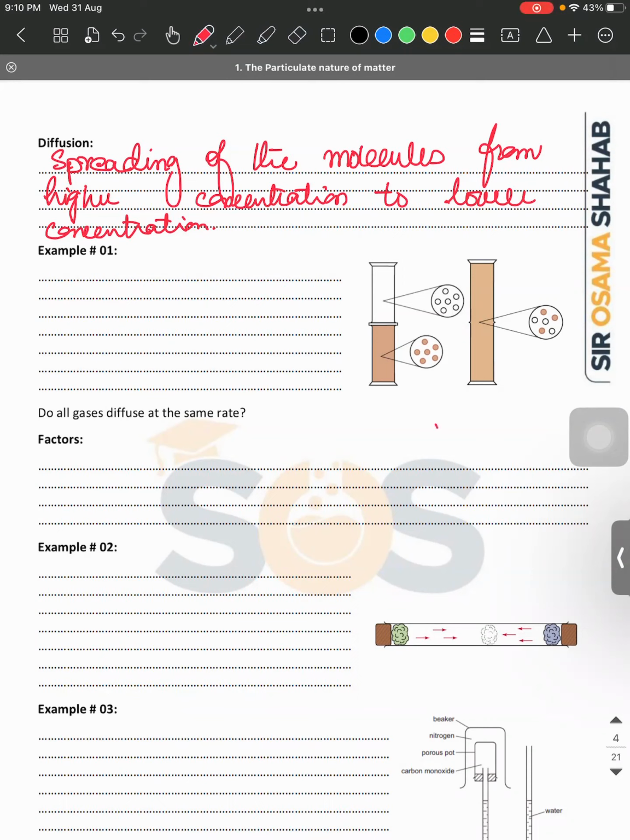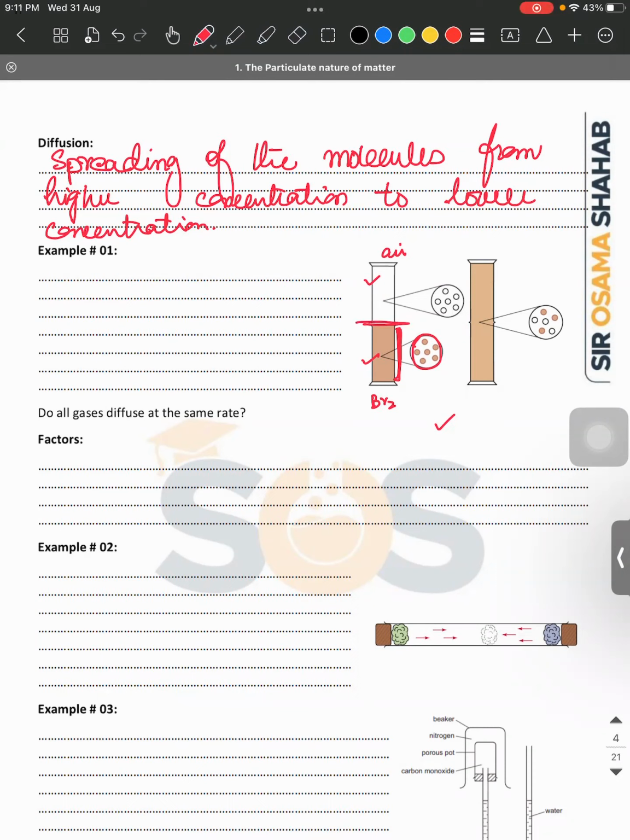Right, now you can see this diagram. In this diagram over here, you have bromine molecules, right? This is bromine molecules and this is air, right? You can see this jar. It is a crowded jar with bromine molecules. A lot of bromine molecules are here, right? Once you remove the lid between these, just remove the lid.